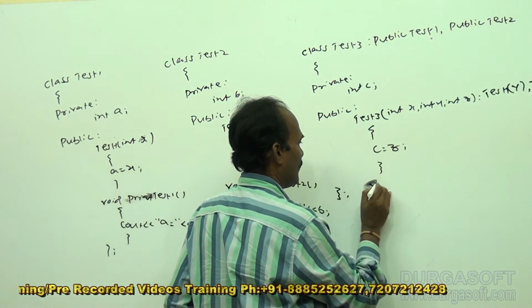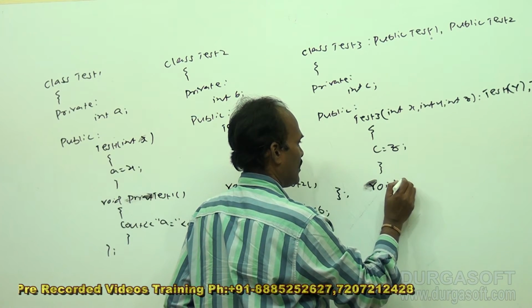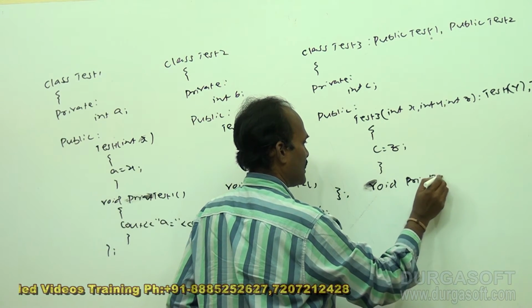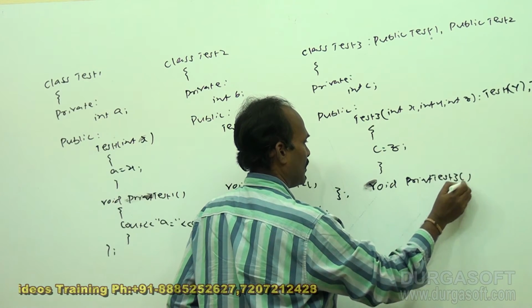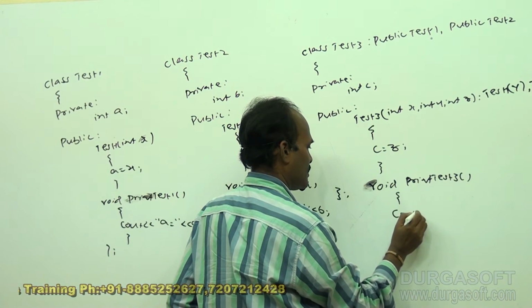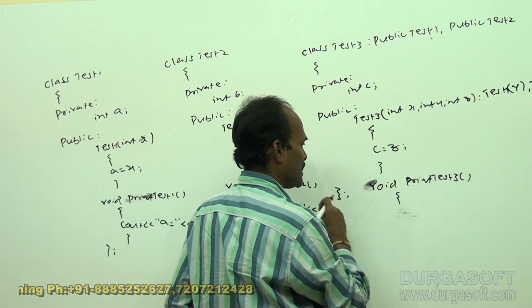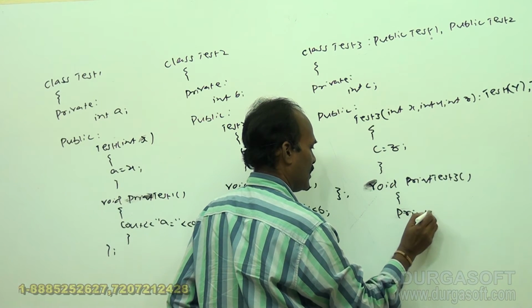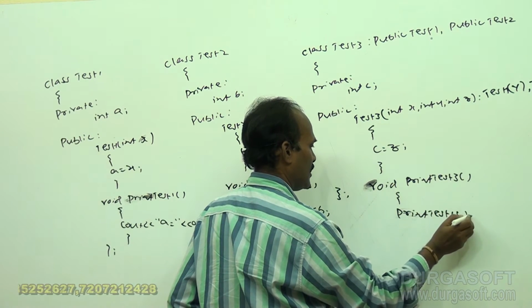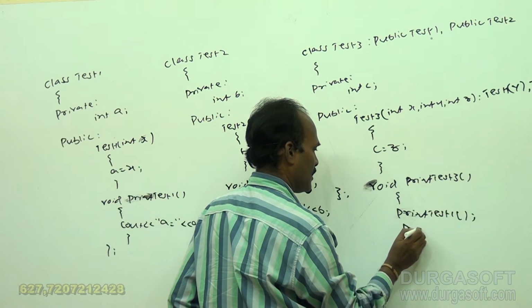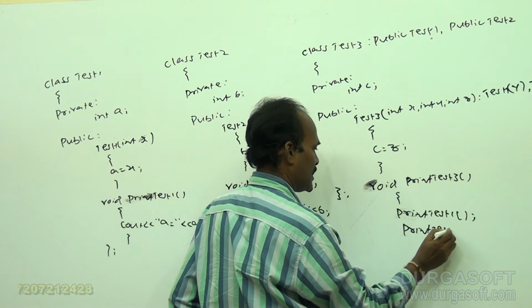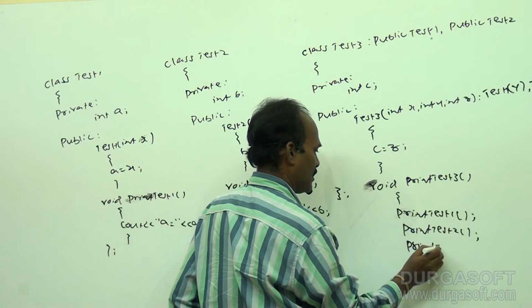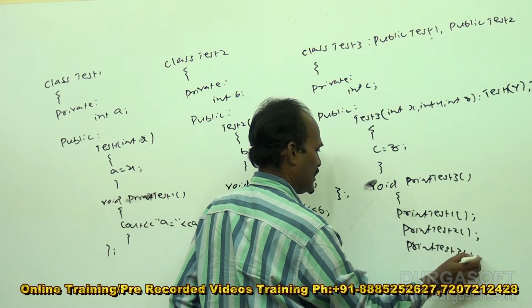Here also you take one more function: void print test3, cout. First call the base class functions. What are the base class functions? First function is print test1, print test2, print test3.